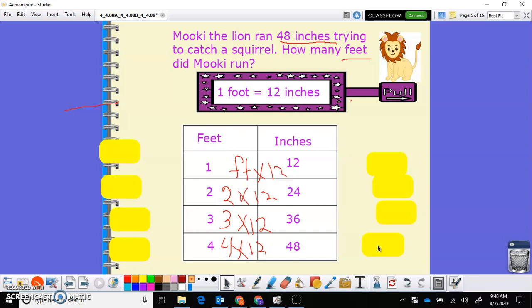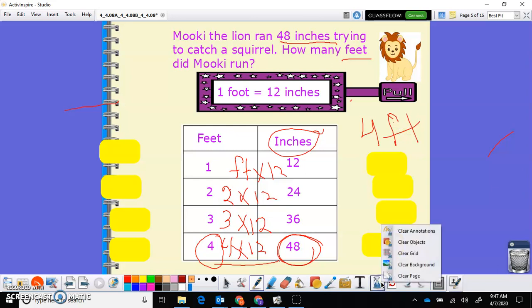Okay, well, what was I looking for? I was looking for 48 inches, right? So here's my 48 inches. And I look over here to what it equals, and 48 inches is equal to 4 feet. So how many feet did Mookie run? He ran 4 feet to catch the squirrel.